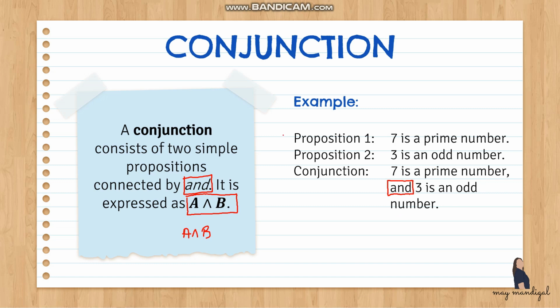So this is A, our first proposition, and this is B, which is our second proposition. If you write this in symbols, A is 7 is a prime number and B is 3 is an odd number.